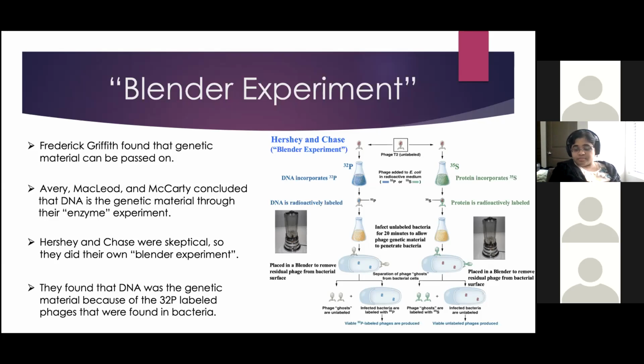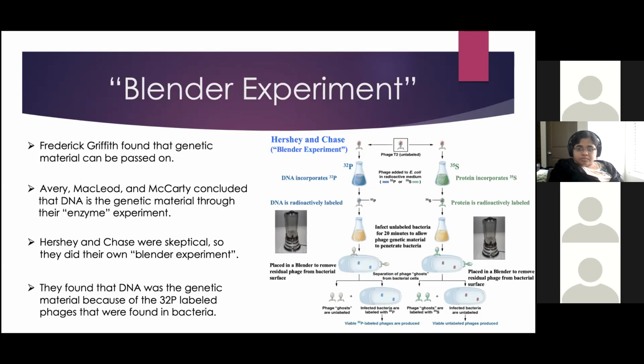And then Hershey and Chase, they were also scientists, but they were also skeptical about DNA being the genetic material. They believed that it was protein. So they did the blender experiment. In the blender experiment, they had radioactive phosphate, which is P32, and they also had the radioactive sulfur, which is S35, and they added it to unlabeled bacteria.